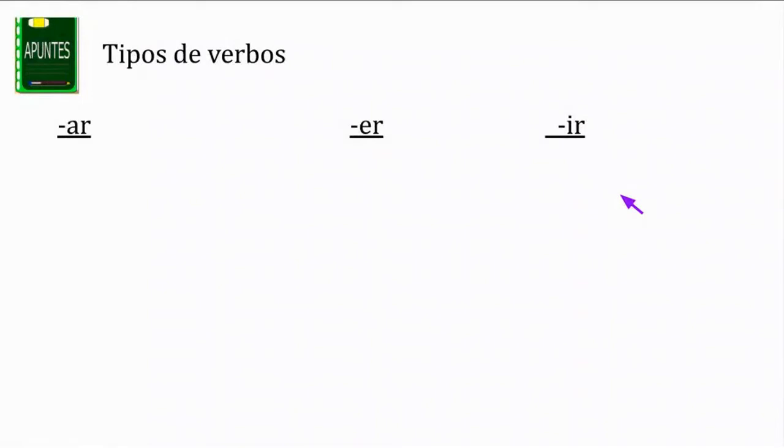Primero, vamos a recordar los 3 grupos de verbos que existen en español de acuerdo a la terminación. First, let's review the 3 groups of verbs that exist in Spanish according to the ending. El grupo de verbos AR, el grupo de verbos ER y el grupo de verbos IR.